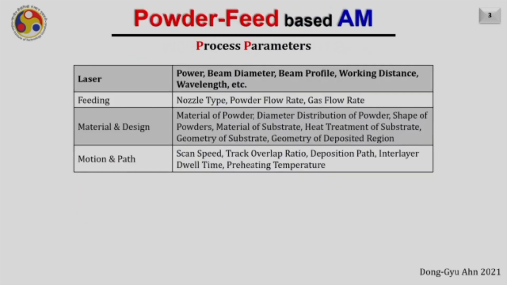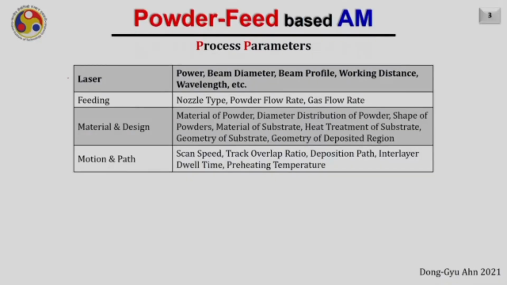So the process parameters affecting the powder feed additive manufacturing are broadly classified into four categories: the parameters related to the laser, the parameters related to the feeding, the parameters related to material and design, and the parameters related to motion and path. So the parameters associated with laser are the power of laser, the diameter of the beam, the beam profile. Beam profile means the intensity profile, whether it is TEM00, the transverse electromagnetic mode, and then the working distance.